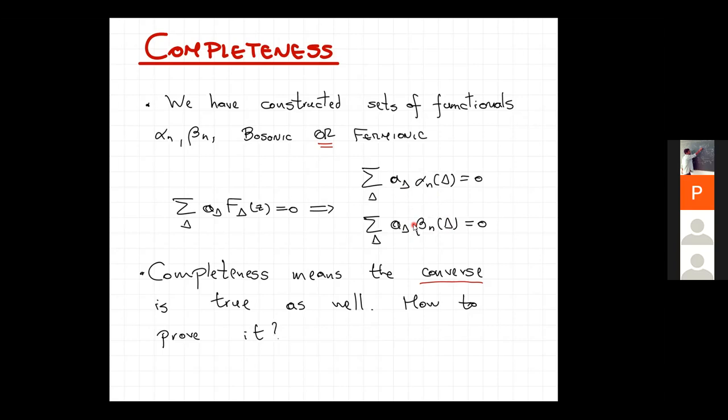So what do I mean by completeness? We want to argue that these sets of functionals are complete. How do we know that we've exhausted all possible constraints from crossing, that we have a full set? Basically, it means that we would like to prove the converse. So not only would we like to go from this equation to these ones, we would like to show the reverse: that if this is true for all the alpha n's and all the beta n's, then you would have the crossing equation. This is a lot harder, but I'll show you how it can be done.